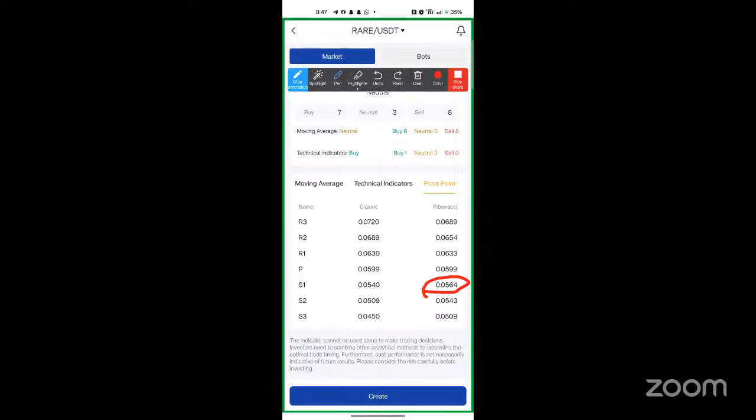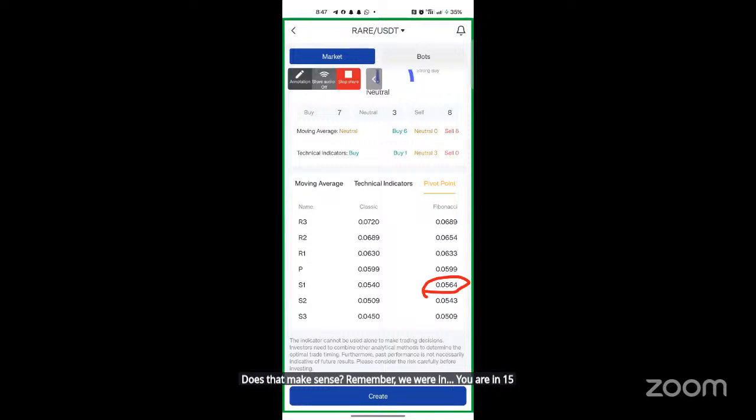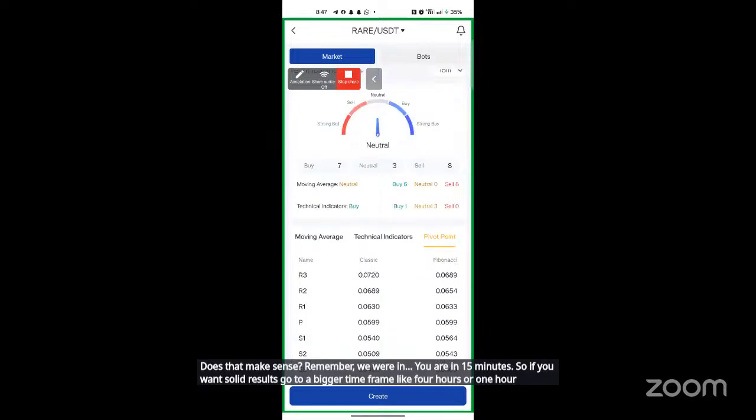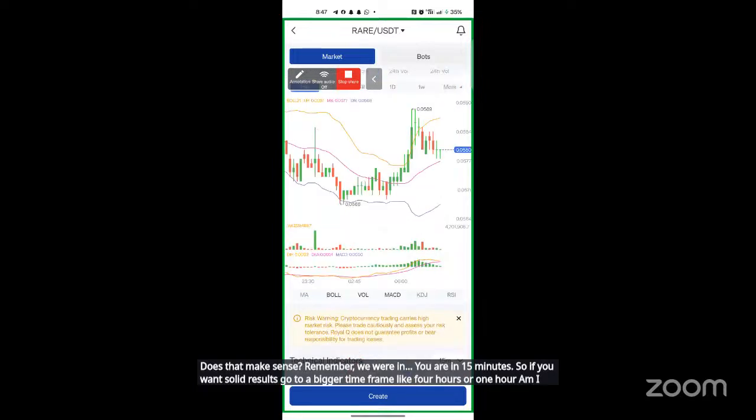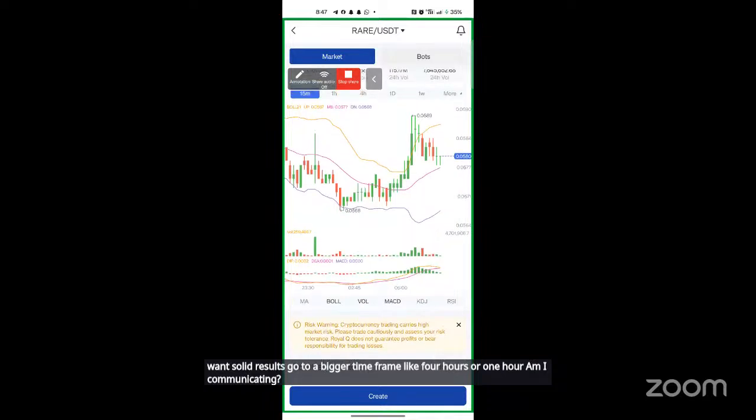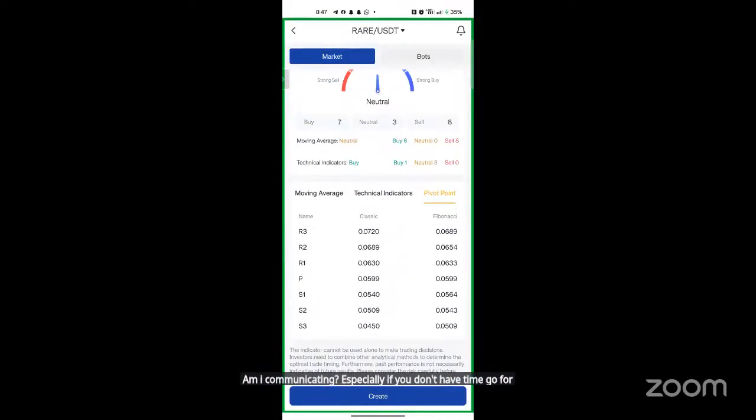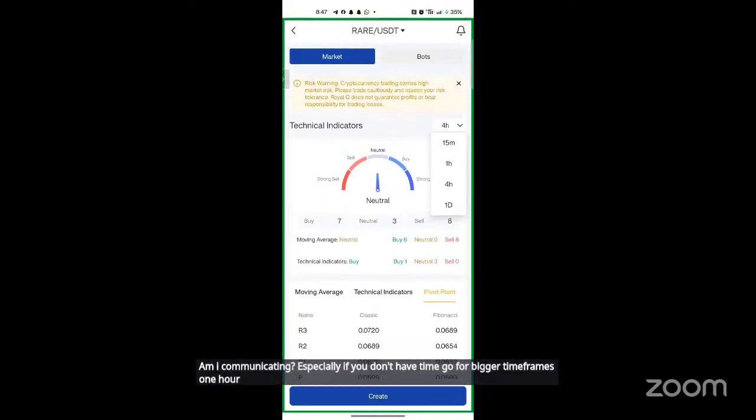Does that make sense? Remember, for you are in 15 minutes. So if you want solid results, go to a bigger time frame, like 4 hours or 1 hour. Am I communicating? Especially if you don't have time, go for bigger time frames, 1 hour or 4 hours.